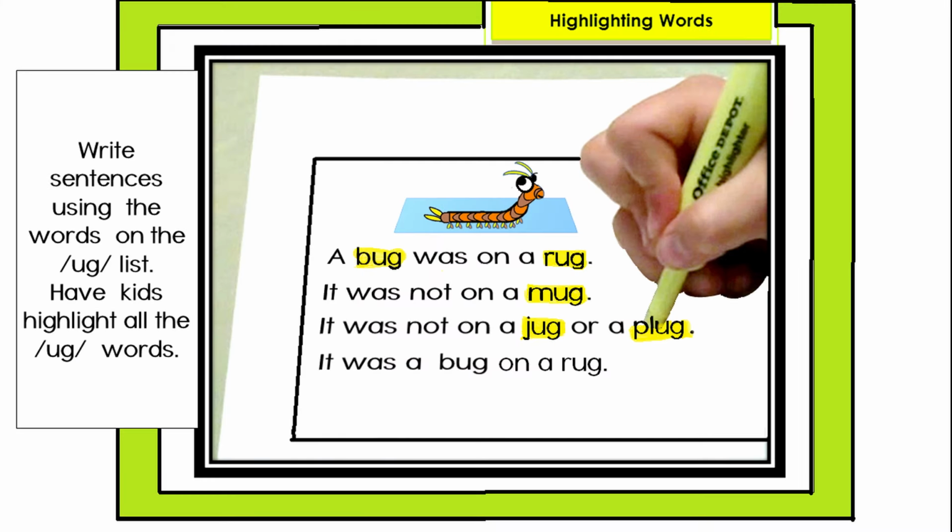This example features the ug family. In this activity, write sentences using words on the ug list. Have kids highlight all the ug words. It is fine to read the sentences to the kids. They have to listen and then highlight the words that belong to the word family.